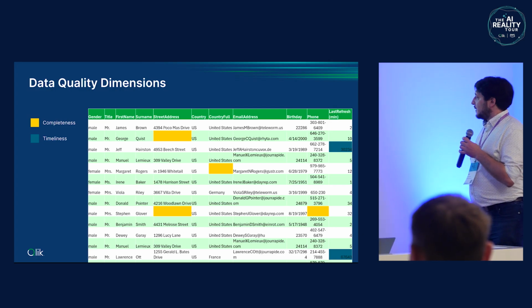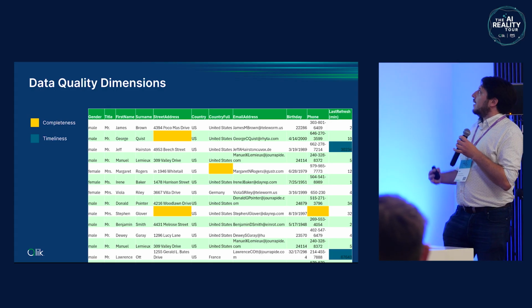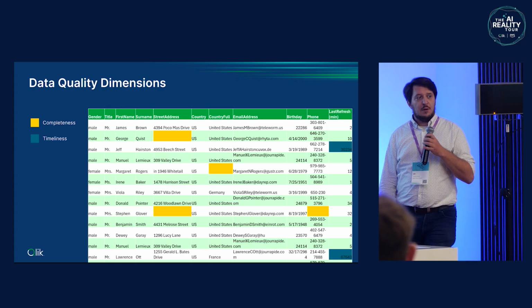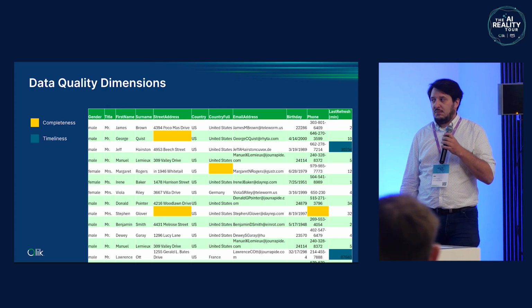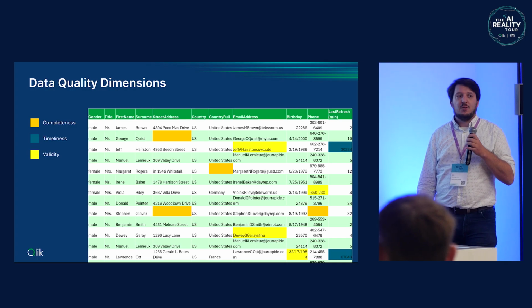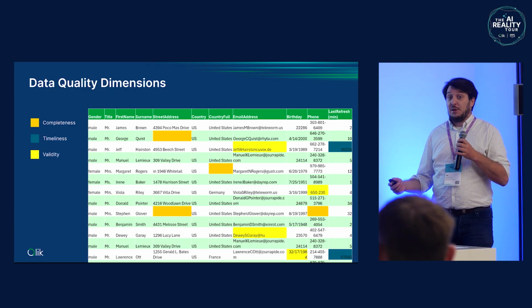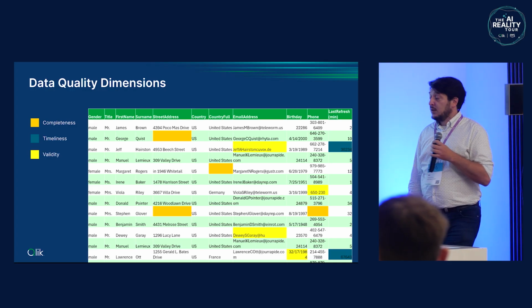Then we have timeliness. So this time, a lot of stuff is real time. If some data is probably 30 days old, you cannot use it at all. You probably have a problem with your connection.